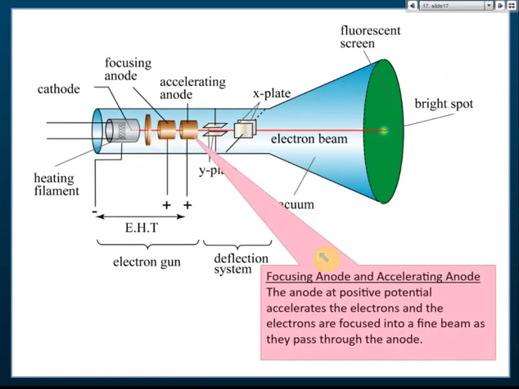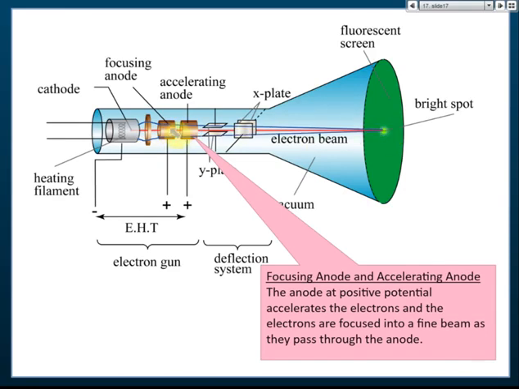Okay, next are the focusing anode and the accelerating anode. From here we can see that there are two anodes. The first one is called the focusing anode and the second one is called the accelerating anode. The focusing anode is to focus the cathode ray. When the electrons are released, they move this way, so we need this focusing anode to focus the electron beam. So when the electrons are released, the focusing anode will try to focus them, so that they are focused on the screen.